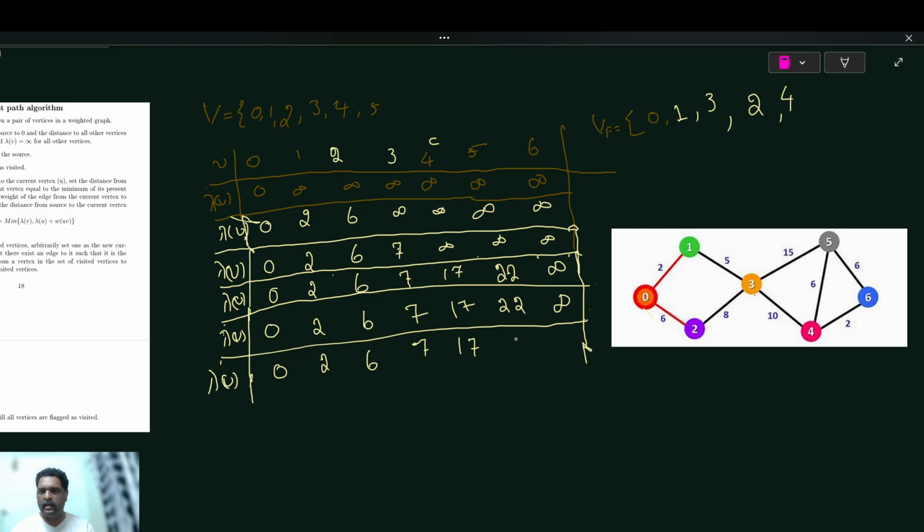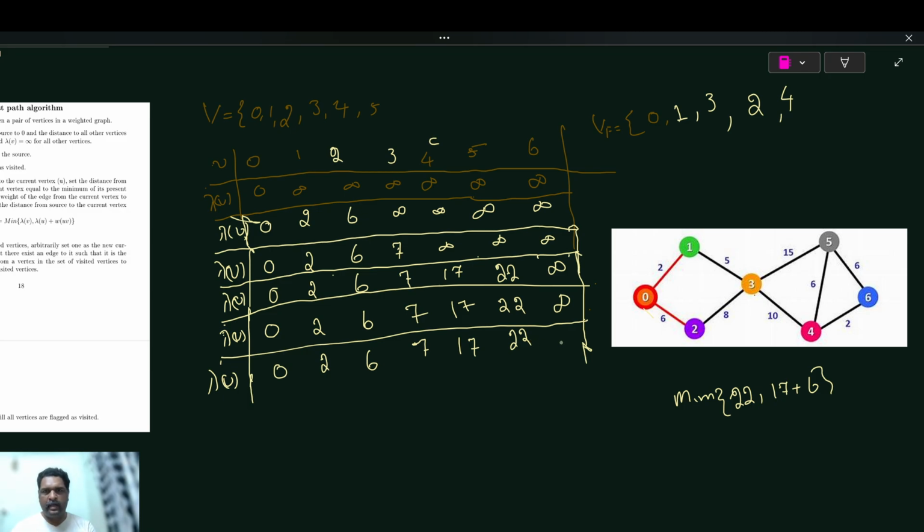Then for the vertex number 5, vertex 5 is adjacent to vertex 4, and we have to recalculate the value of lambda, which is the minimum of the current value of lambda, 22, and the value of lambda for vertex 4, 17, plus the edge 4 5. The edge 4 5 has a weight of 6. So 17 plus 6, that is 23, which is more than 22. So its value remains as 22 itself.